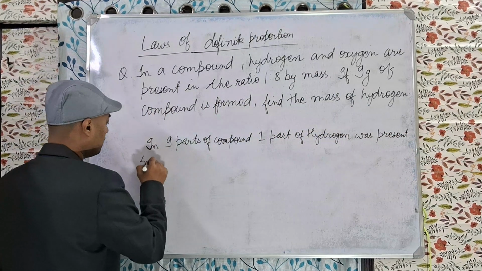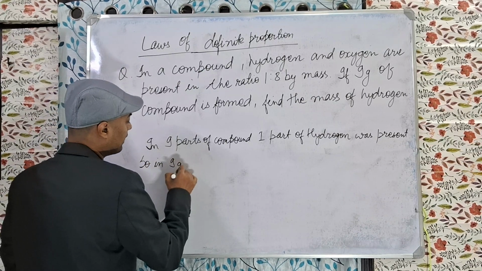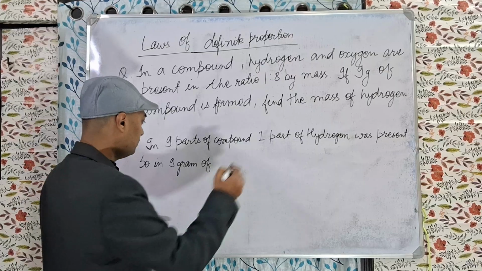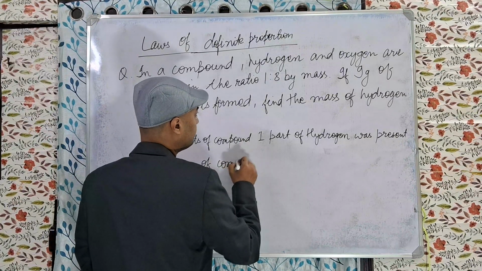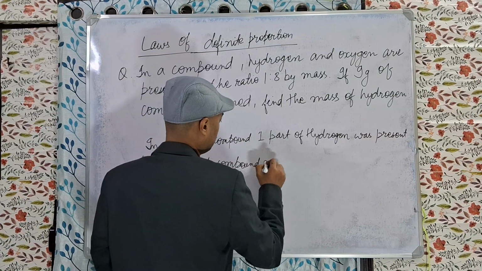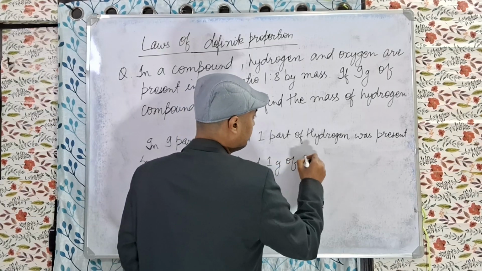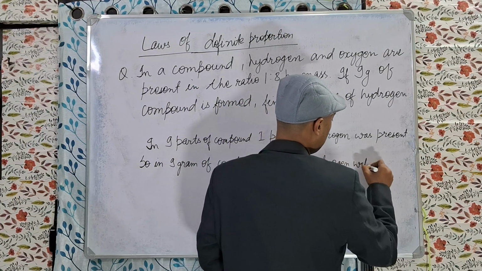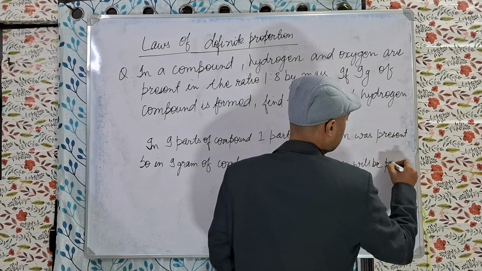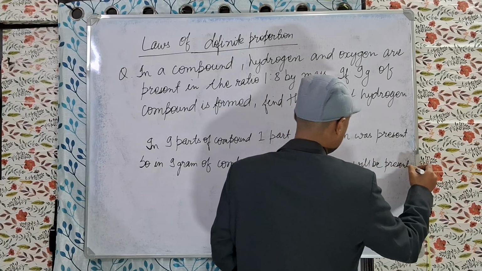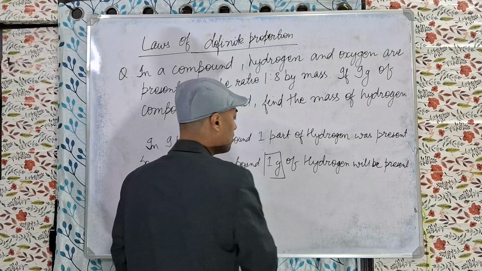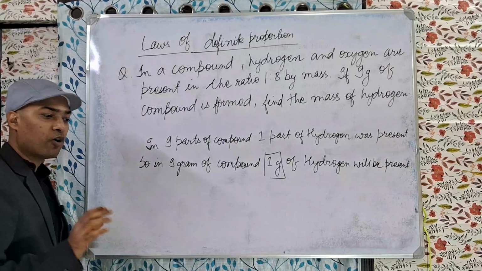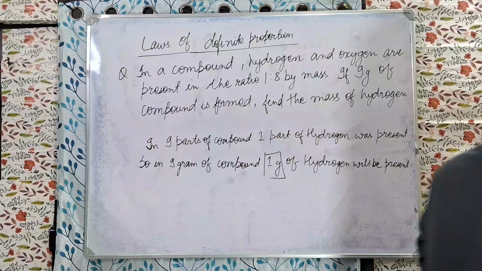So in 9 gram of compound, 1 gram of hydrogen will be present. So this 1 gram becomes your answer. Okay. I hope all of you would have got it correctly.